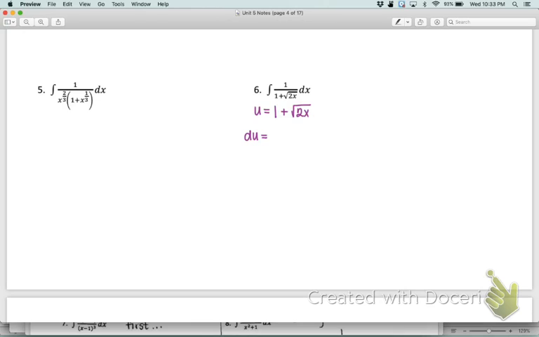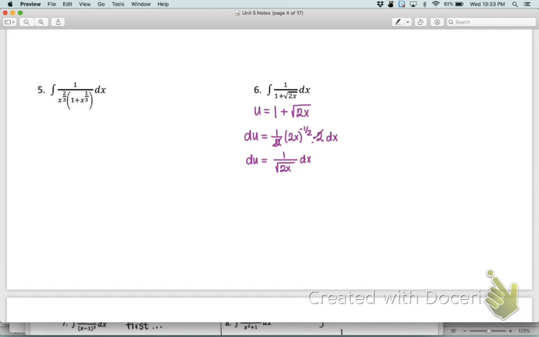Then du becomes 1/2 times 2x to the negative 1/2 times 2, dx. And that's all using chain rule right there. So these 2's divide out, and it turns out that du is equal to 1 over the square root of 2x dx. And this is where I get totally stumped, because I can see the 1 over u that we're going to get, but I don't know what to do with that du, okay?